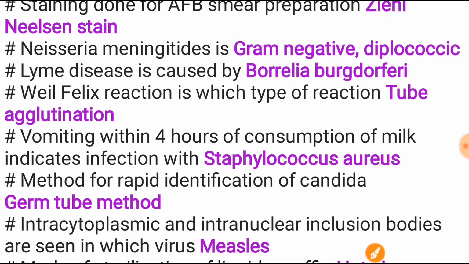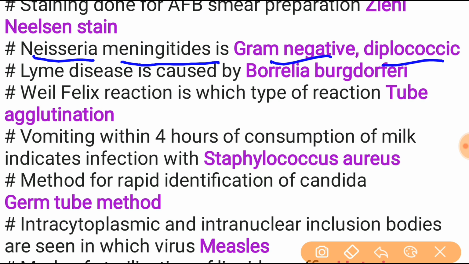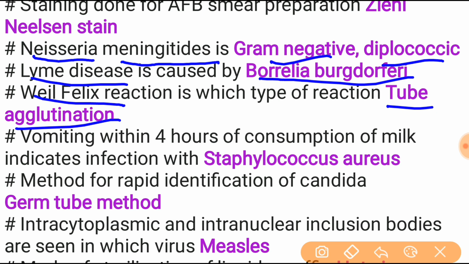Neisseria meningitidis: you have to remember, in all the bacterial meningitis it is written as meningitis, but in case of Neisseria it is meningitidis. It is gram negative and diplococci. Lyme disease is caused by Borrelia burgdorferi, and the Weil-Felix reaction is which type of reaction? An agglutination reaction. Vomiting within 4 hours of consumption of milk indicates infection with Staphylococcus aureus.